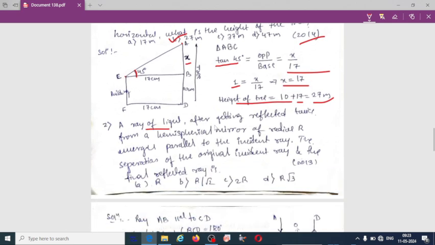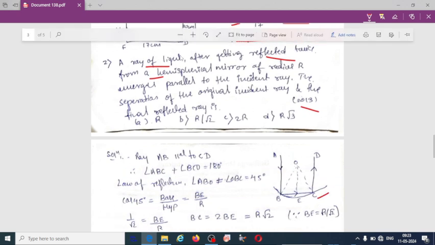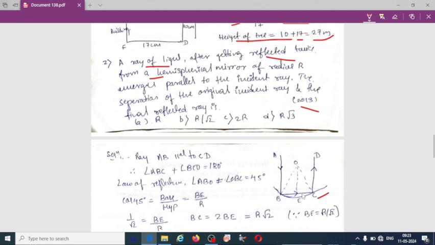So a ray of light, after getting reflected twice from a hemispherical mirror of radius r, emerges parallel to the incident ray. The separation of the original incident ray and the final reflected ray is. This is a question from 2013. So here is the diagram for the ray of light after getting reflected. This is the mirror, and radius r, emerges parallel to the incident ray.